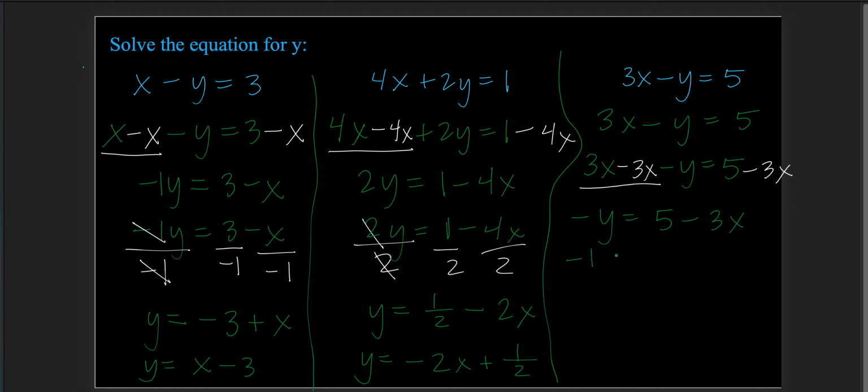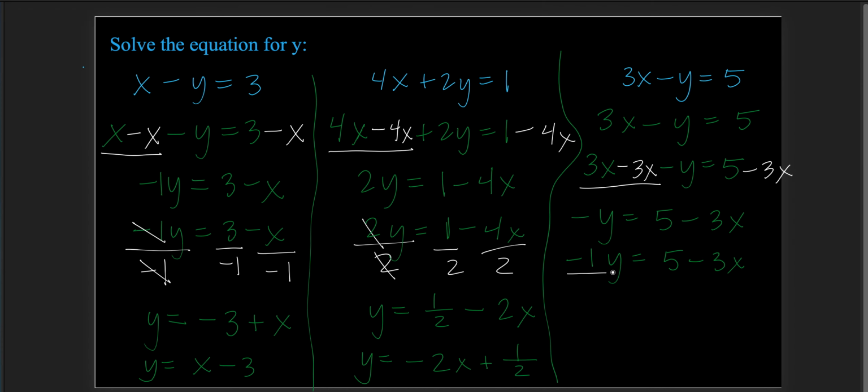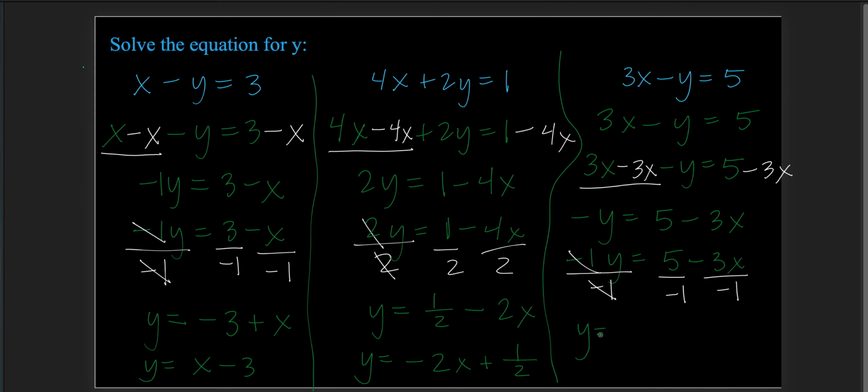And this is like negative 1y equals 5 minus 3x. Negative 1's got to go away from y. It's being multiplied by y, so we've got to divide by negative 1 and divide every term by negative 1. And those cancel and make 1, so that leaves y by itself. So what we have is y equals negative 5 plus 3x. Or y equals 3x minus 5, same thing.